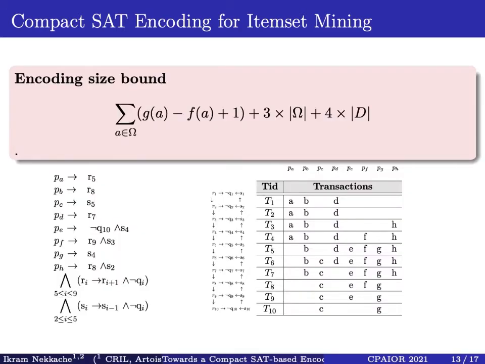In the worst case, the number of clauses is bounded by this formula and depends on the interval between FA and GA. Let us reconsider the obtained transaction database by applying the greedy approach. The associated chain of implications are illustrated on the left side of the table. And this is the complete encoding associated to the transaction database ordered greedily. As you can see, the size of the encoding is reduced.